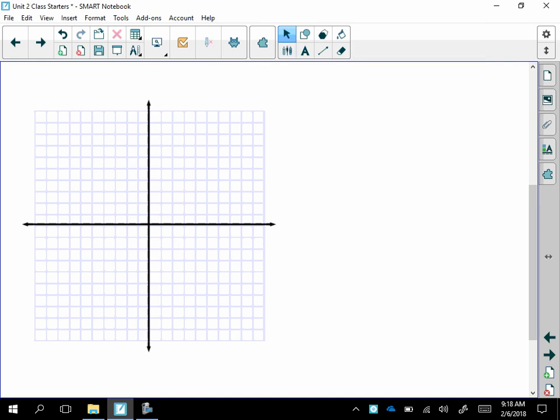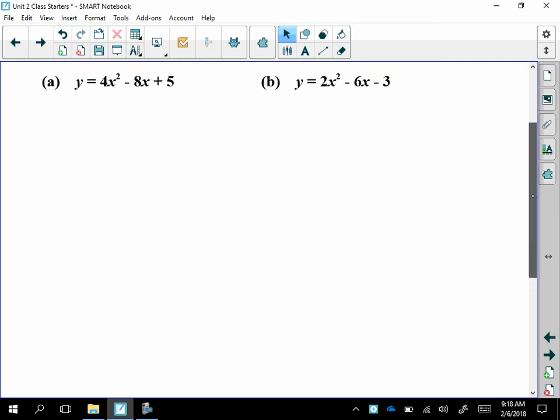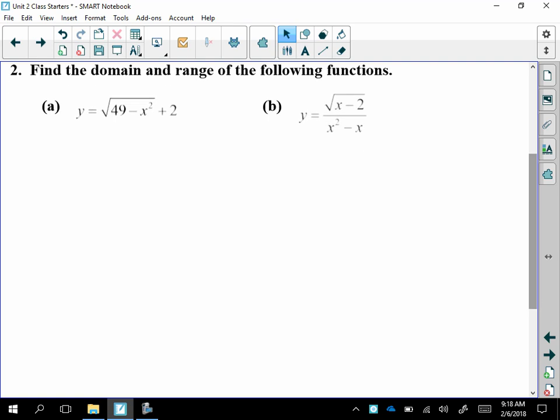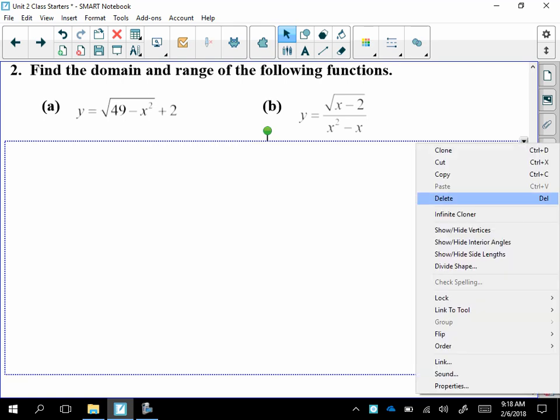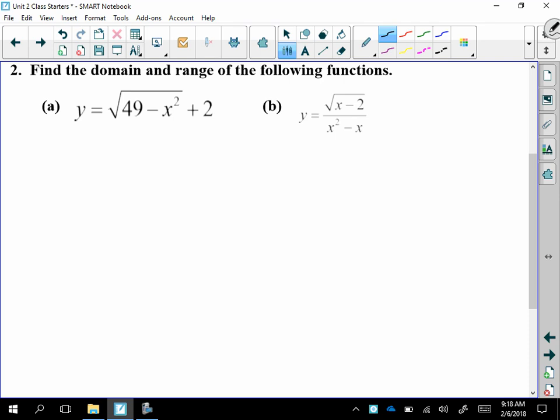Number 2 then asks us to find domain and range. Notice it did say domain and the range. So you have to find both for these, which is going to make us have to think just a little bit. This first one we have the square root of 49 minus x squared plus 2. Let's just start with domain. And what do we look for when we find the domain? What do we have to pay close attention to?